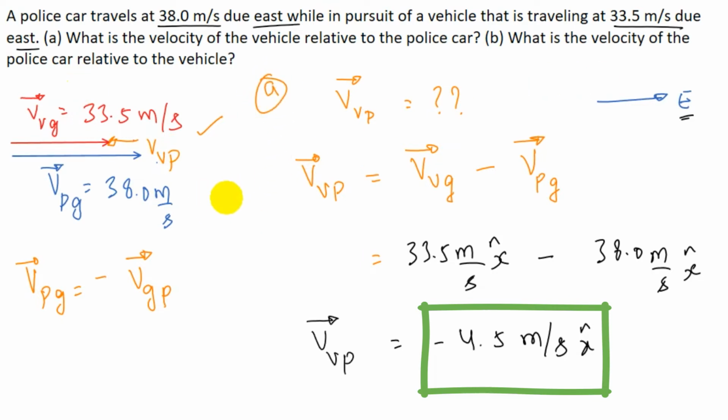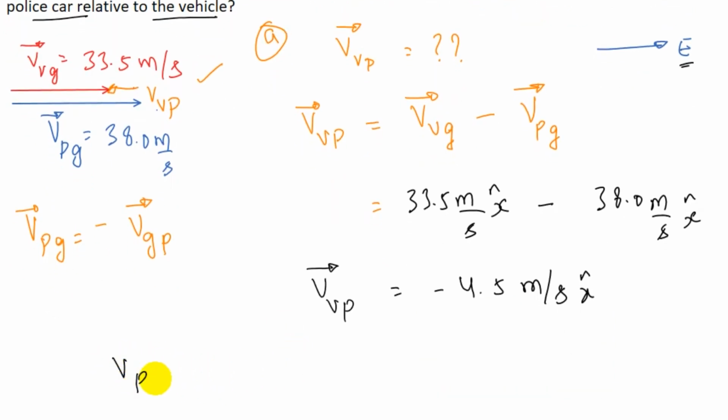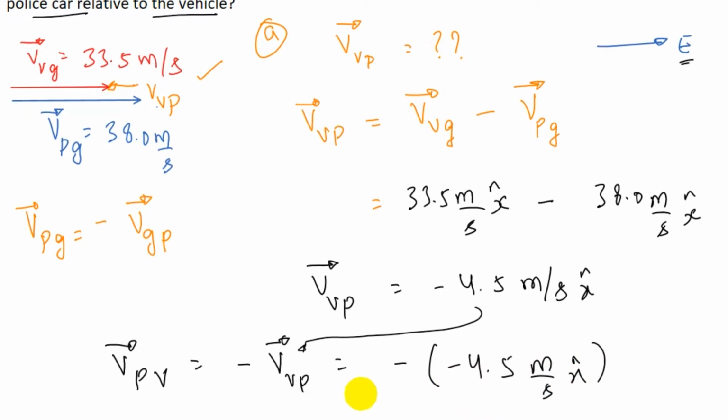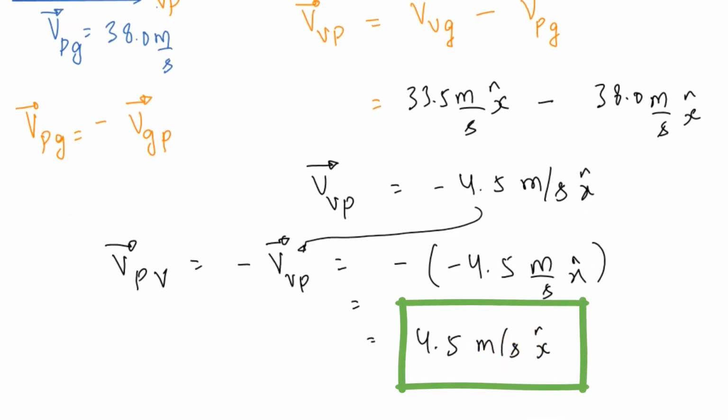Now next we can solve the B part, where we need to find the velocity of the police car relative to the vehicle. So velocity of the police car relative to vehicle would be opposite to this. We can write negative of VPV, and this thing we have already calculated, we can plug it here. So negative of minus 4.5 meters per second x cap comes out to be 4.5 meters per second x cap. So this will be the solution for the B part. This is VPV.